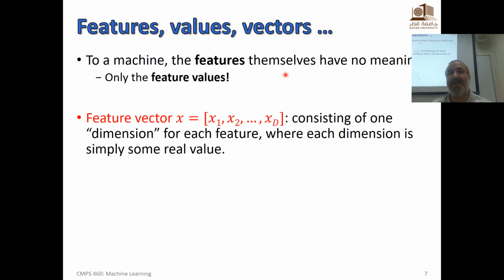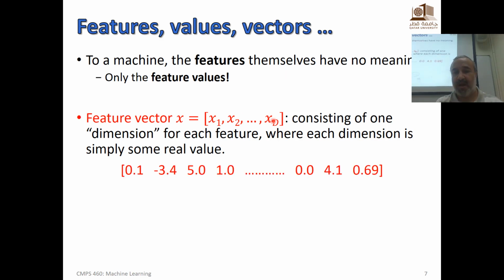Usually, we represent features as feature vectors, and we talked about that before, right? So each example is represented as a feature vector. Now, this feature vector has a list of values. There is a value for each feature, which means it has a dimension for each feature.